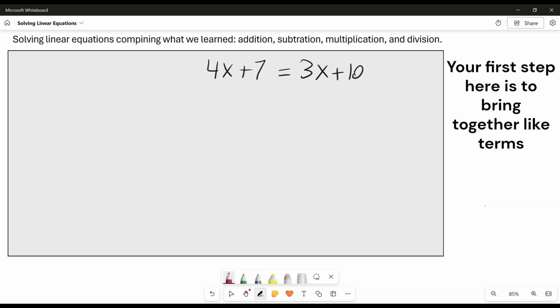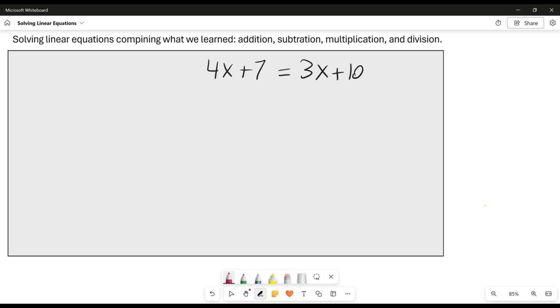Remember, you want to combine the like terms. So you have a 7 and 10 both are numbers, and then you have 4x and a 3x both are variables. So you're going to bring your numbers together and your variables together. So let's start with that. I have a positive 7 here. I'm going to do the opposite of a positive, which is a negative. So I'm going to subtract 7 from both sides. Cause this to be 0, and you'll have 4x equal to 3x plus 3.